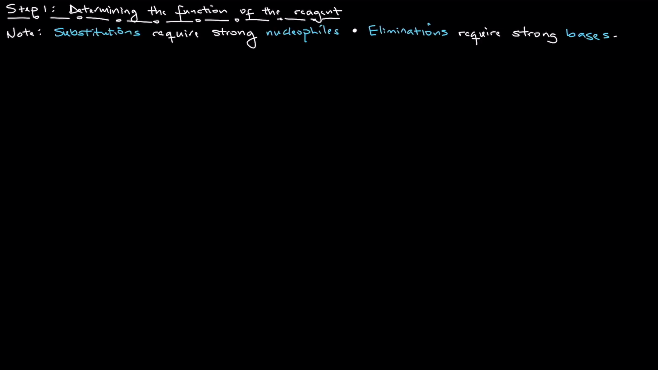Remember that we've learned two different forms of reactions now. We've learned about substitutions and eliminations. Substitutions require strong nucleophiles, right? So you need a nucleophile that can attack your alkyl halide, and eliminations require strong bases. So you need a base that can deprotonate the beta hydrogens in your alkyl halides. And also recall that nucleophilicity and basicity are two different things. So these are not necessarily the same thing.